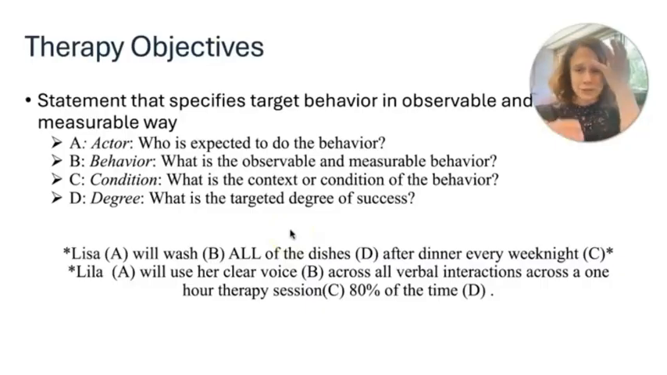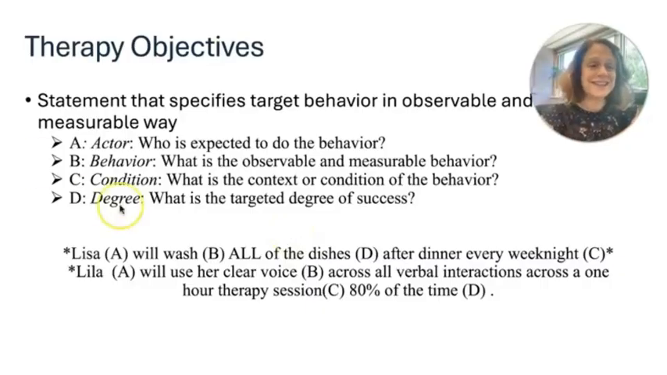So if I, for example, really want to work on making sure that I do the dishes, here is a use of this ABCD approach to make an objective for myself. Lisa will wash all of the dishes after dinner every weeknight. And so you can see A, that's me, the actor.